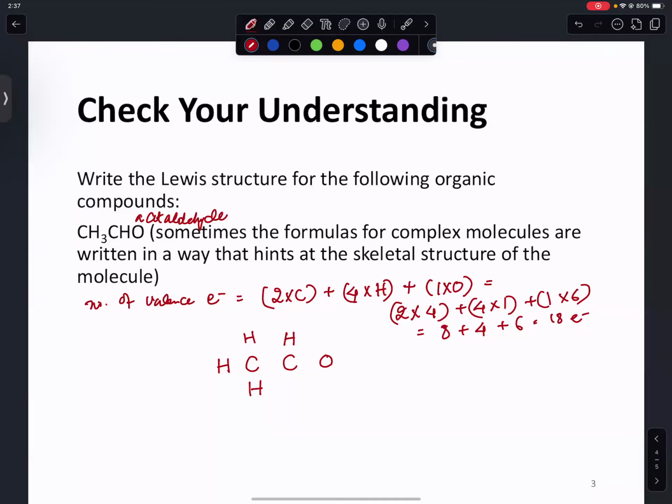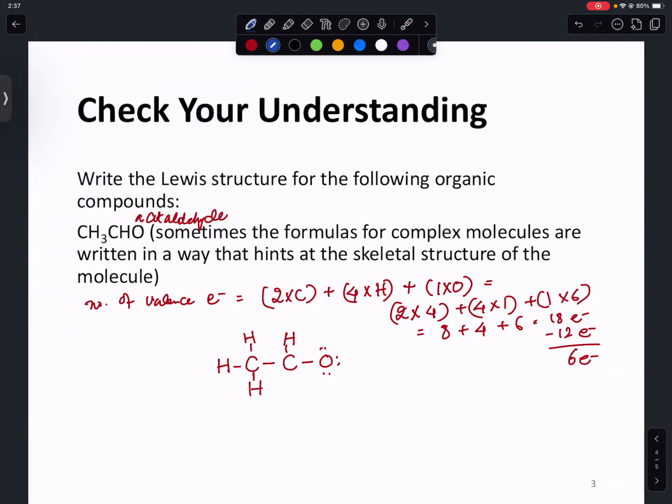Then I'm going to add the bonds. So I have 1, 2, 3, 4, 5, 6 bonds, so now I have 12 electrons, at 2 electrons per bond. So I have 6 electrons left, and these 6 electrons will be used to fill the octet of the oxygen because it's terminal. Now, note that the octet for this carbon is fulfilled because we have 4 bonds, but this carbon right here has only 3.